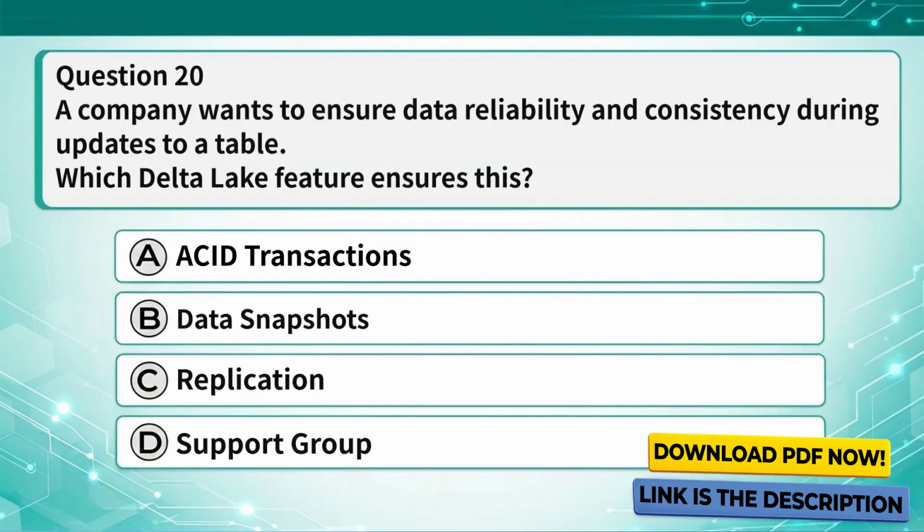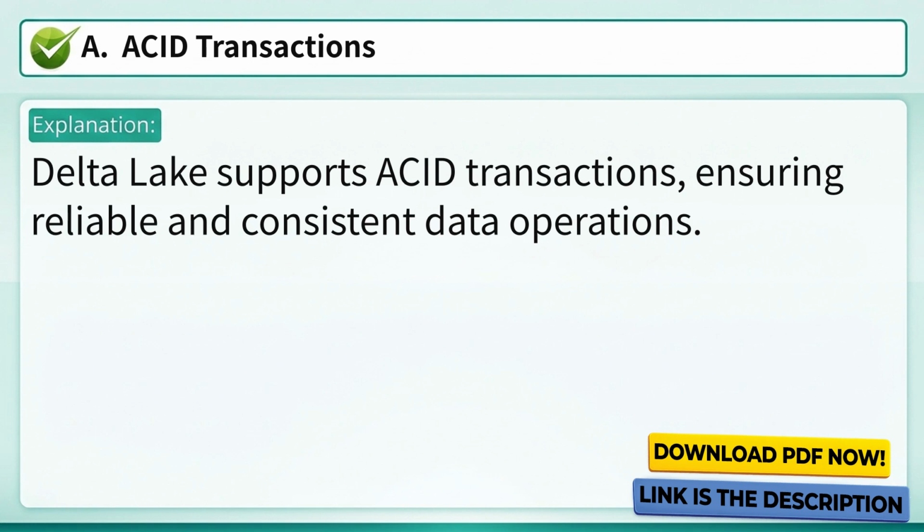Question 20. A company wants to ensure data reliability and consistency during updates to a table. Which Delta Lake feature ensures this? A. ACID transactions. B. Data snapshots. C. Replication. D. Support group. Correct answer: A. ACID transactions. Explanation: Delta Lake supports ACID transactions, ensuring reliable and consistent data operations.